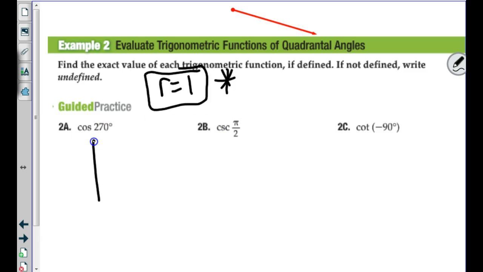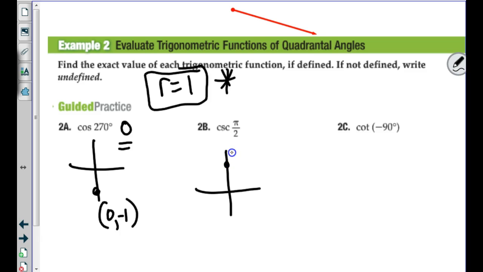So if we go to 270, what's the ordered pair down here, guys? Oh, don't even look. Look up here. I went across 0 and down 1. So the cosine is x over r, or it's just the x of the ordered pair, right? So the cosine would be 0. Okay, cosecant, pi over 2.